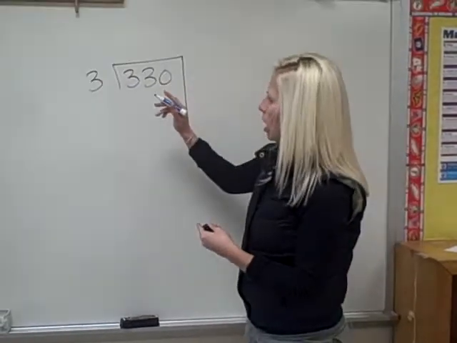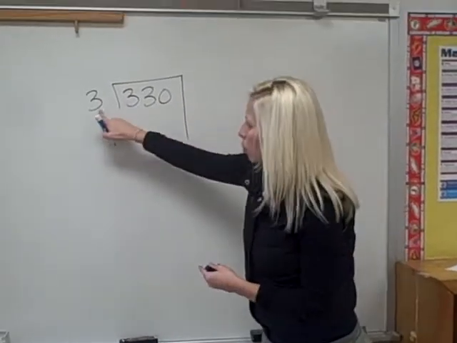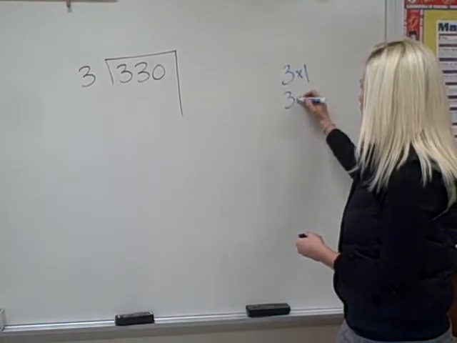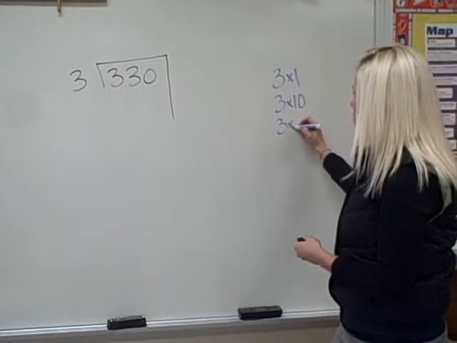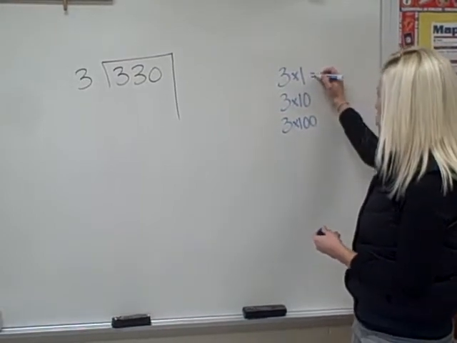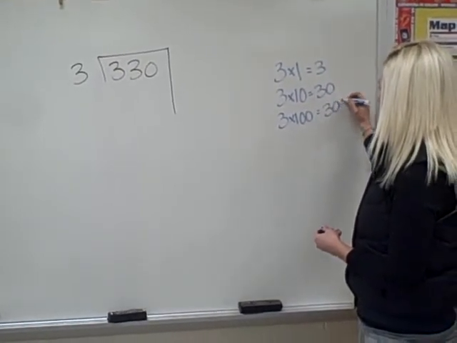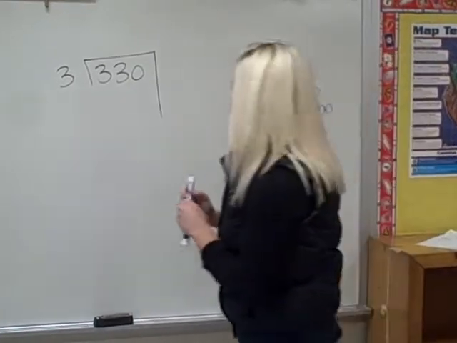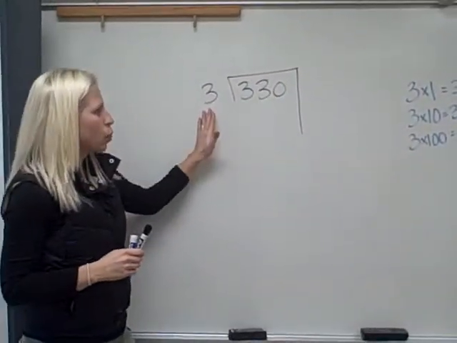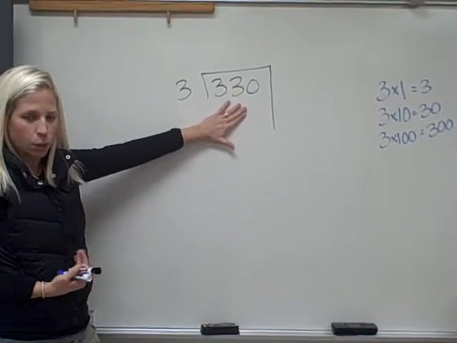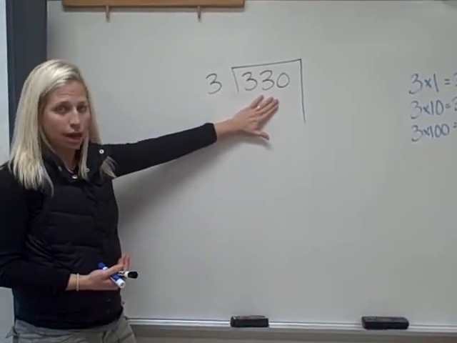So we're going to use our landmarks. We're going to take the number we're dividing by, and we're going to use our landmarks: times 1, times 10, and times 100. 3 times 1 is 3. 3 times 10 is 30. 3 times 100 is 300. And we've got to decide what number, 3 times what, is going to get us closest to 330 without going over. We talked about The Price Is Right today. You've got to get close, but you can't go over.